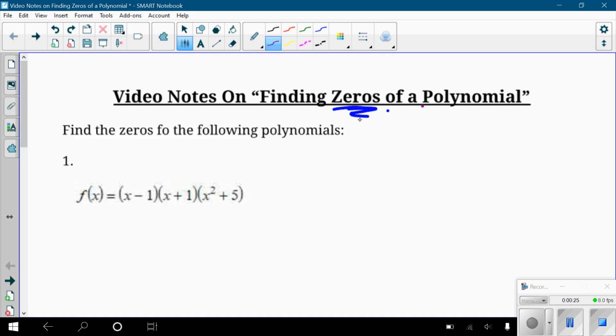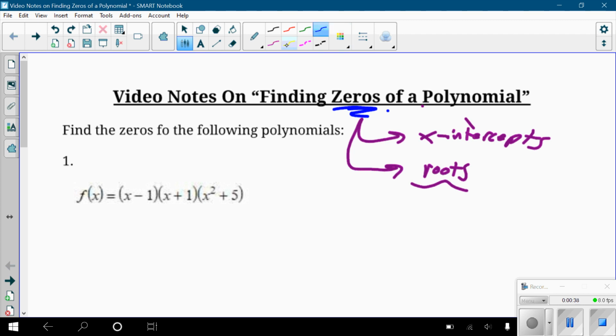So just a reminder, there's a couple other words we use that also mean zeros, and those are x-intercepts or roots of a polynomial. Those all basically mean the same thing. Now, a little bit of a nuanced difference has to do with whether or not to include ones with i's, but I don't want to really get into that. So even if your roots or x-intercepts or zeros have i's in them, that's okay. We're going to call those all the same thing.